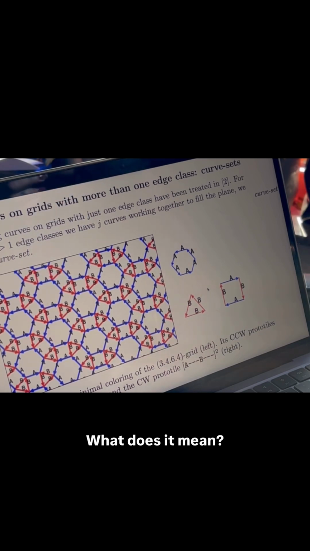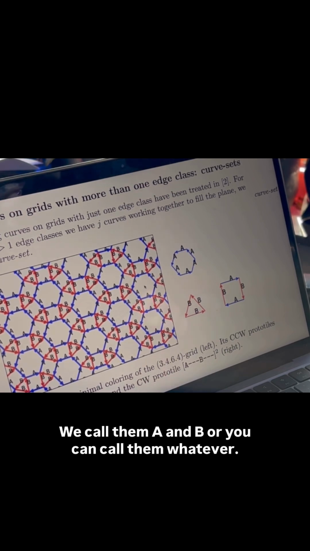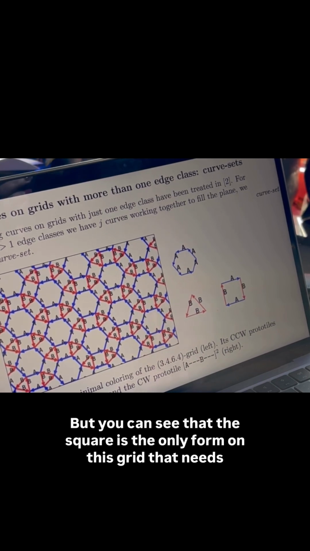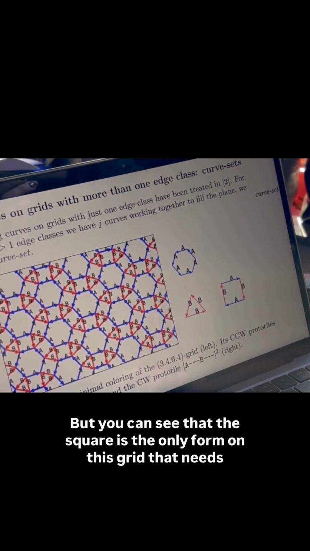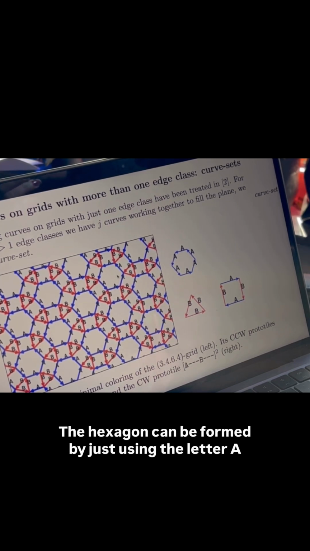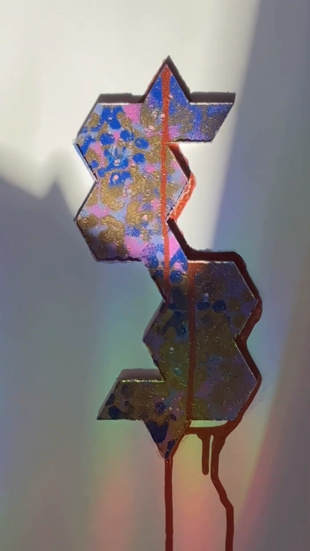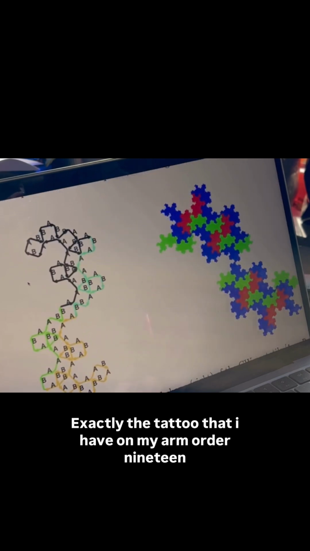What does it mean? That means that if we look at these edges, we see the red ones and the blue ones. We call them A and B, or you can call them whatever. But you can see that the square is the only form on this grid that needs both forms. The hexagon can be formed by just using the letter A, and the triangle can be formed by using the letter B. Exactly the tattoo that I have on my arm.